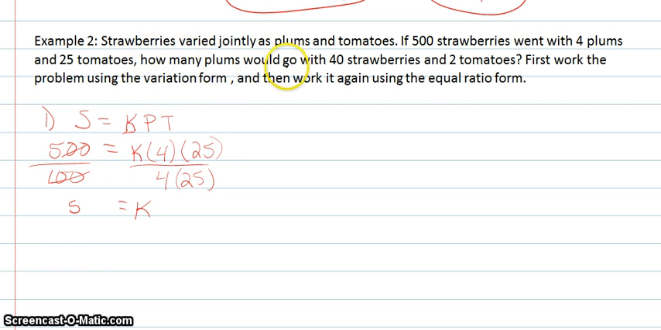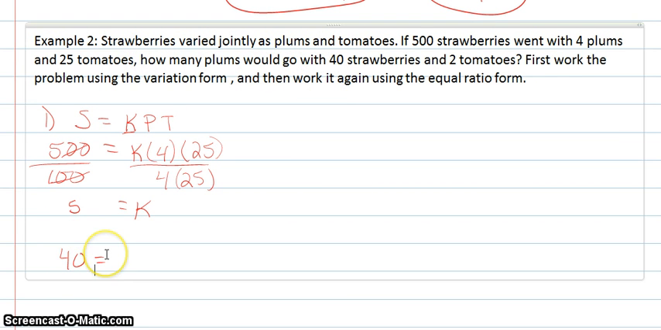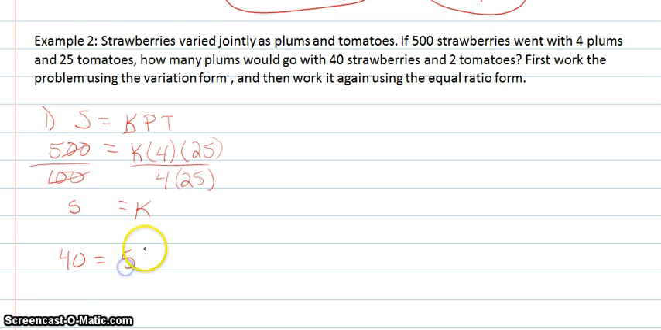So then I can fill that in for the k for the second part of the information they give us. So we're looking for how many plums would go with 40 strawberries and 2 tomatoes. So 5 times the number of plums times 2. So I can go ahead and multiply the 5 and 2, and that would be 10. So I'd divide both sides by 10. That cancels those out. So there will be 4 plums.